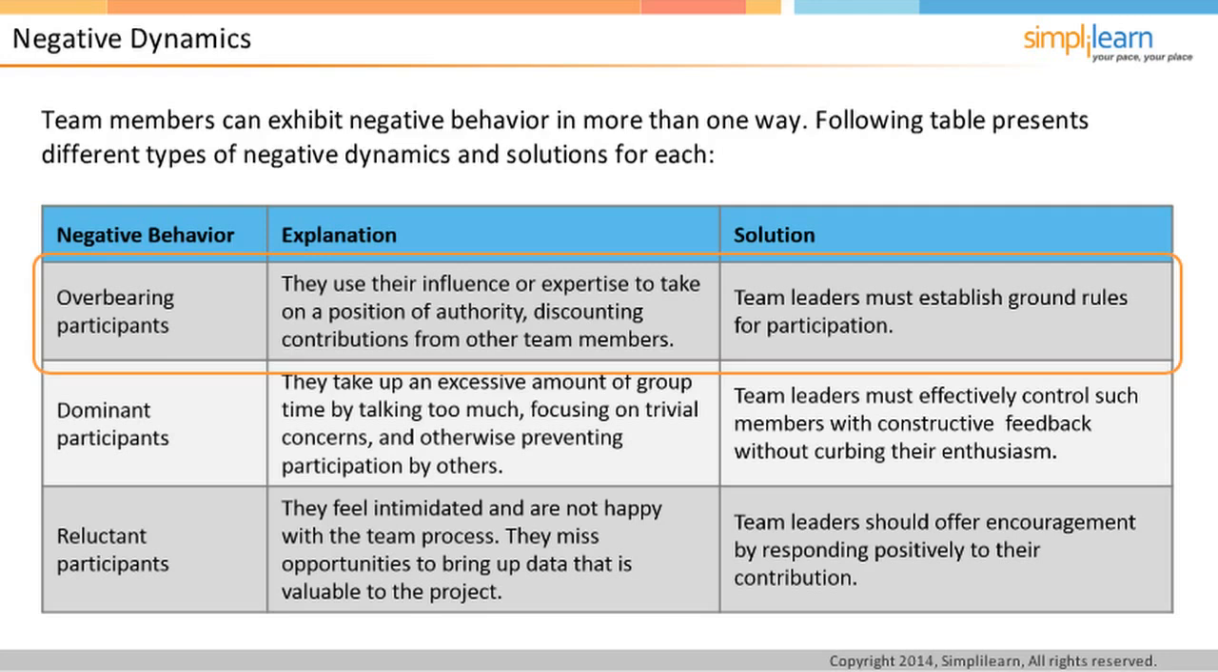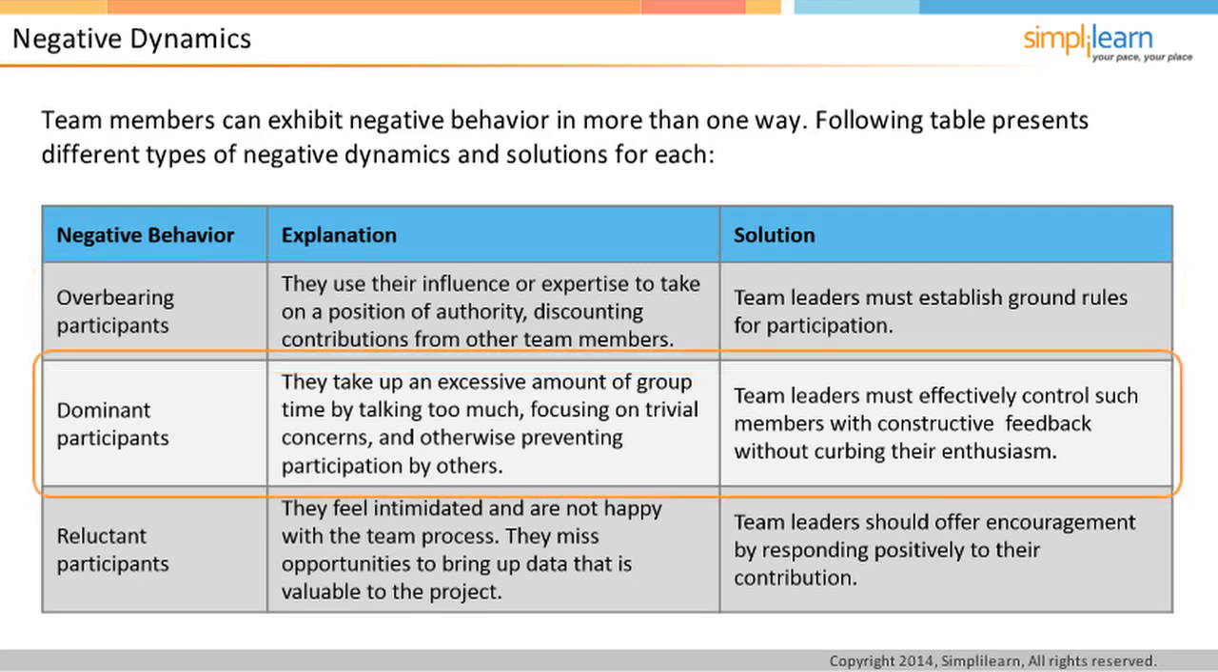Another kind of negative participant is often referred to as the dominant participant. These participants take up an excessive amount of group time by talking too much, focusing on trivial concerns, and otherwise preventing participation by others. Team leaders need to be able to control dominant participants without inhibiting their energy or enthusiasm.